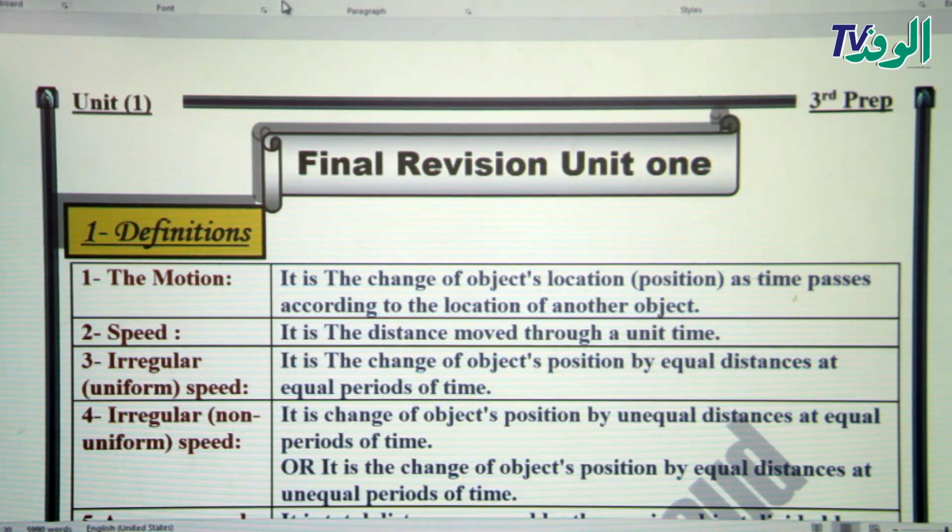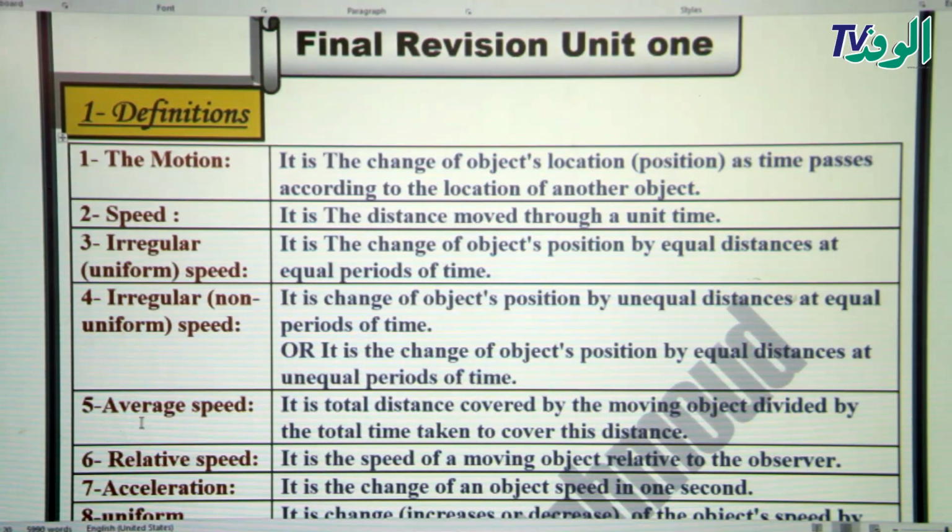The speed can be classified, such like you know, into two main types, regular and irregular. What's meant by the regular speed? It is the change of the object position by equal distances at equal periods of time. While what is the irregular or non-uniform speed? It is the change in the object position by equal distances at unequal periods of time, and both are right.